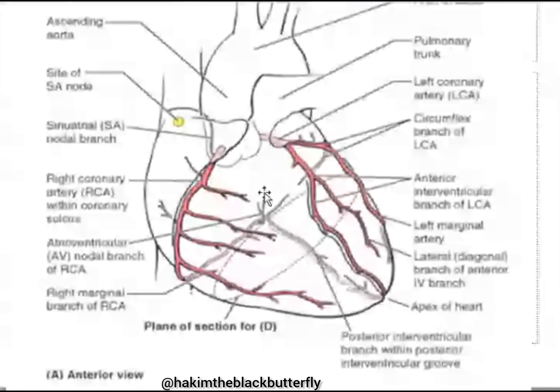Then it finally gives off a branch. You remember when I was talking about the inferior surface of the heart made by the right ventricle and left ventricle, and in between them there is a groove known as the posterior interventricular groove. You go back to the inferior surface of the heart, you see the posterior interventricular groove. So after giving off all those branches, the right coronary artery will finally give off this branch, the posterior interventricular artery, which is going to pass and enter into the posterior interventricular groove on the inferior surface of the heart.